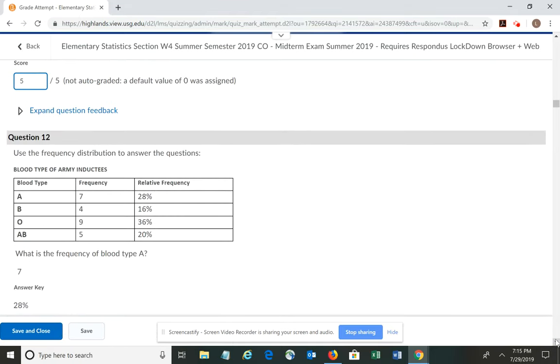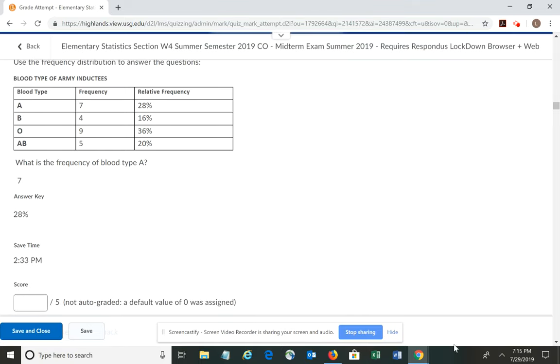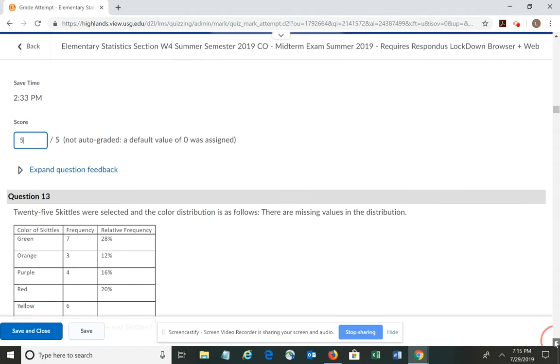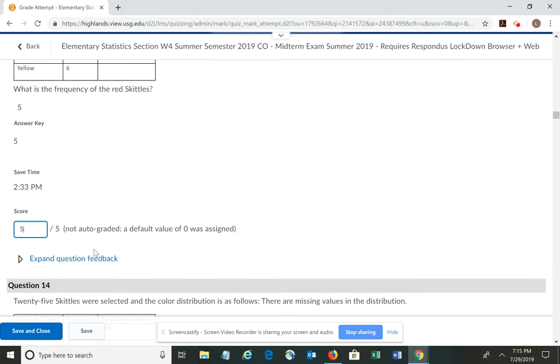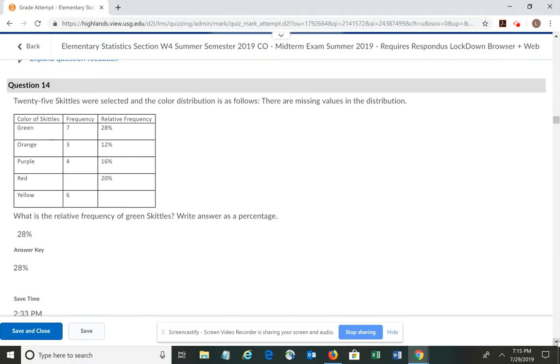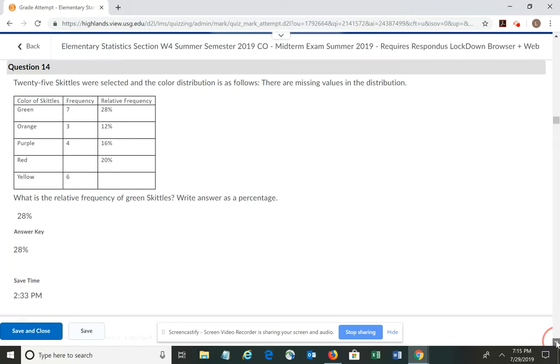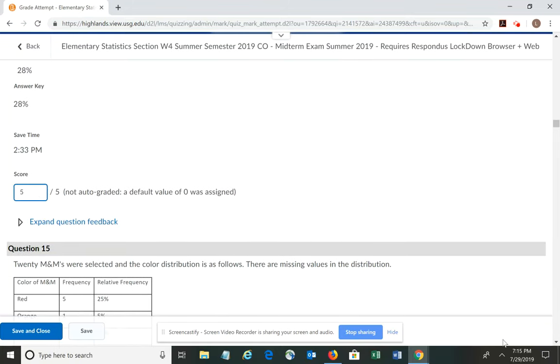What is the frequency of blood type A? Frequency should be 7. That is correct. So I award credit. 25 Skittles. How many are red? Again, if I total up what I have, I can see I have 20. And so I need 5 to make it a total of 25. It's correct. Award the student the 5 points. Relative frequency of green Skittles is 28%. It's correct. So I'm going to award the 5 points.